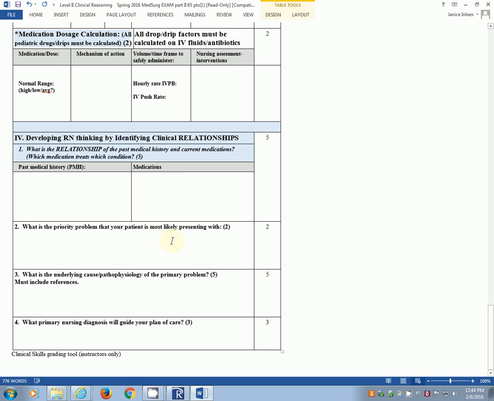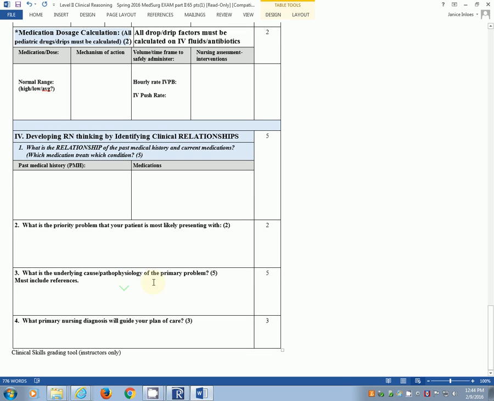So what priority problem is she presenting with? Well, pneumonia is a medical diagnosis, so you're going to have to come up with something more like altered gas exchange or ineffective breathing pattern, which is probably more specific for her because there's no ABGs, and without ABGs we shouldn't use gas exchange. What's the pathophysiology of our pneumonia? You must include your references and what primary nursing diagnosis is going to guide that care. And we're not going to put in the interventions and stuff because you won't have time to do those.